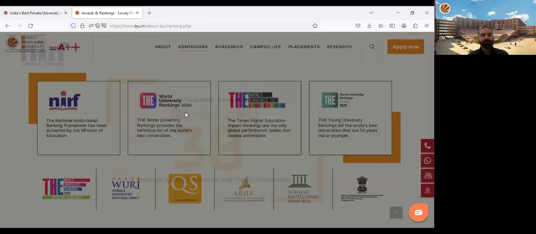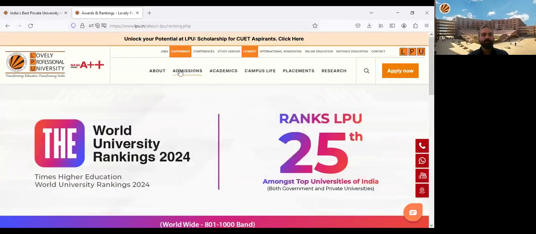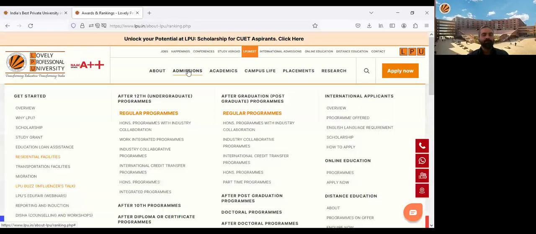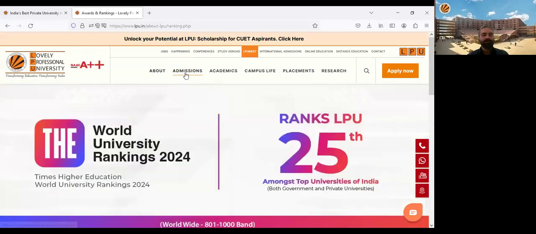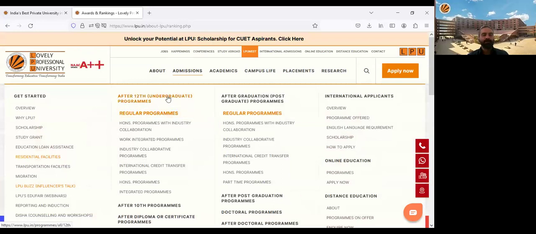Then if you want to check out your interested program in LPU, then you go to the admissions. Then you go to the after 12th undergraduate programs, like regular programs. We have various options in LPU. Like if you are interested in the distance learning program, then we have it, but there is a restriction that only Punjab students we allow. Then there are online programs we have, and then regular programs we have.